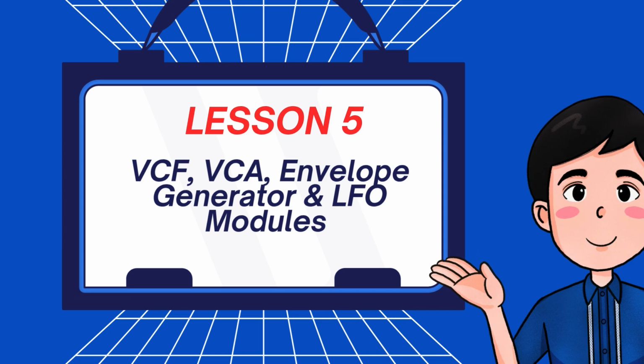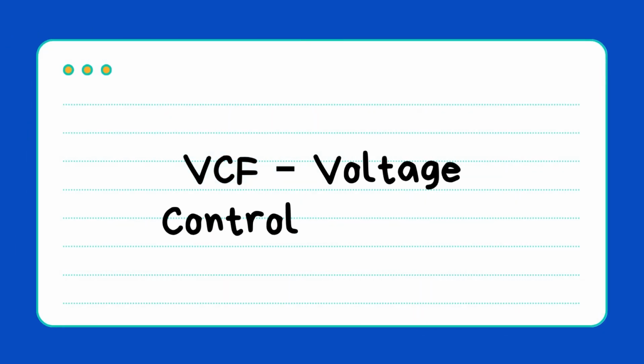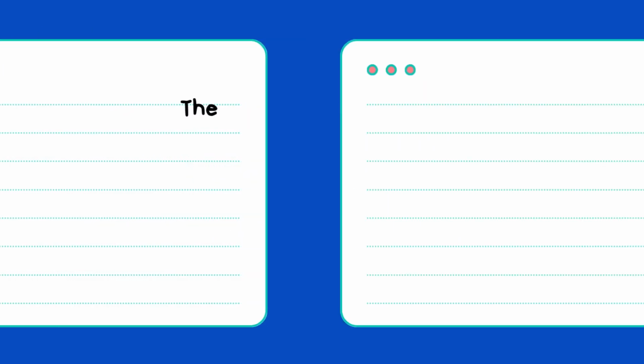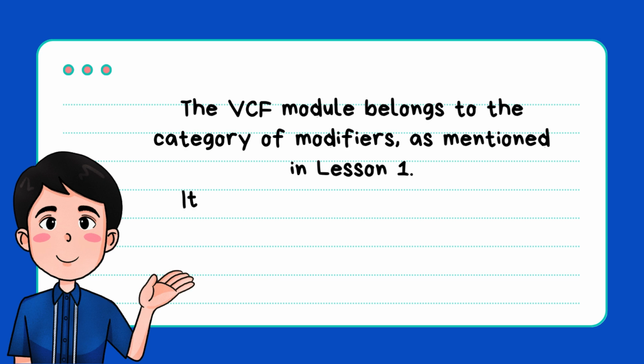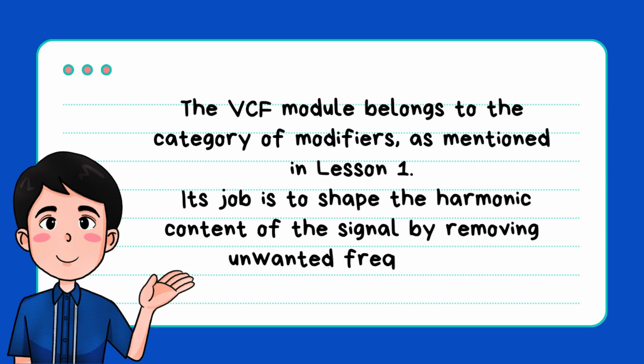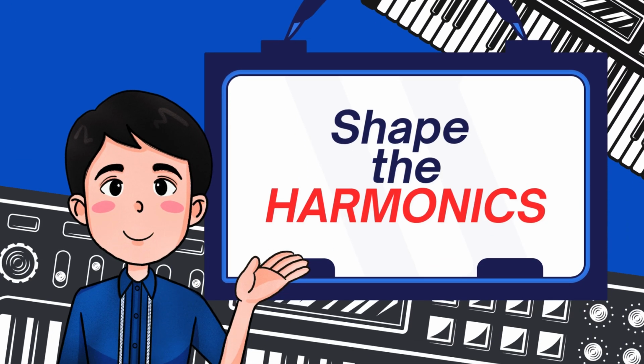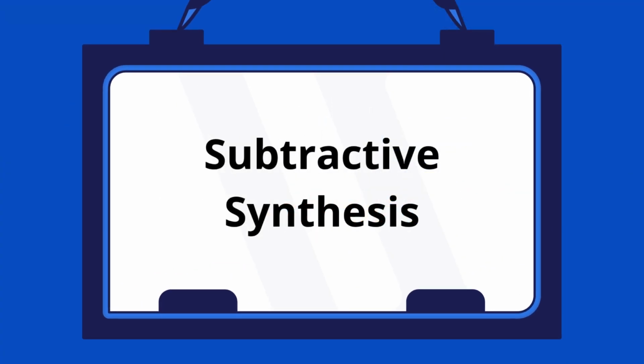Now let's dive into today's topic. VCF, VCA, envelope generator, and LFO modules. VCF, voltage controlled filter. The VCF module belongs to the category of modifiers, as mentioned in Lesson 1. Its job is to shape the harmonic content of the signal by removing unwanted frequencies. This technique is known as subtractive synthesis, since it's based on subtracting frequencies from the original sound.